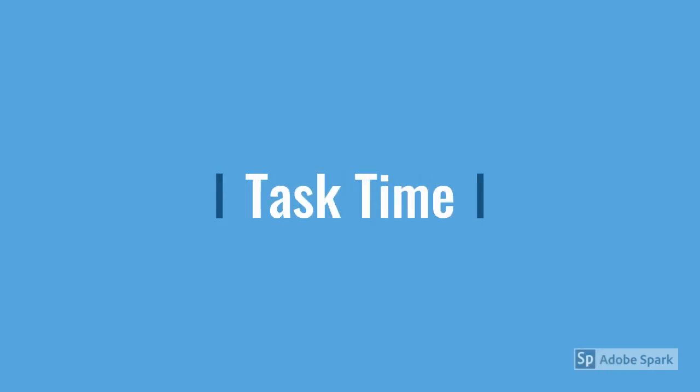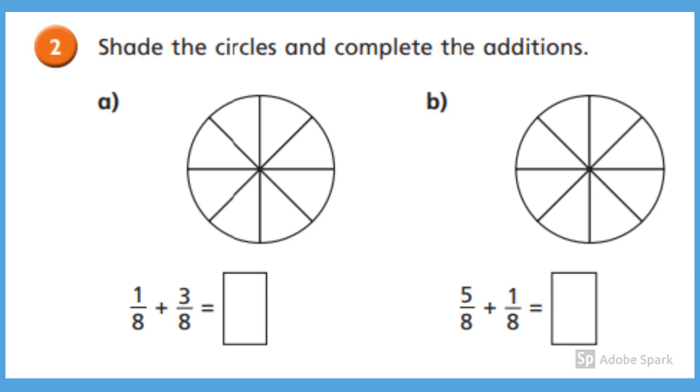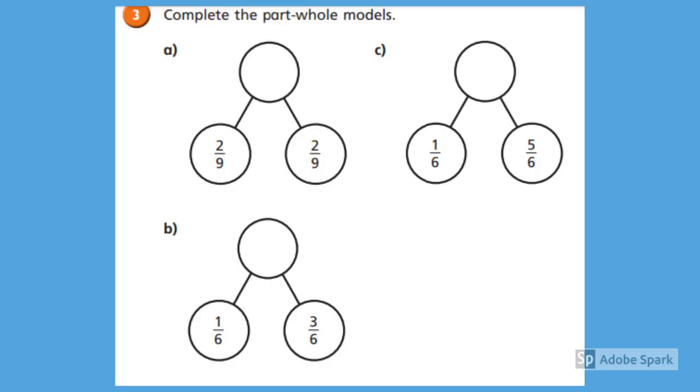Now it's time to do our tasks. Pause the video on each question while you have a go. Complete the additions in question number 1. Use the bar models to help you. Question number 2. Shade in the circles and complete the additions. Question number 3. Complete the part-whole models. Remember, add the numerators and keep the denominator the same unit.